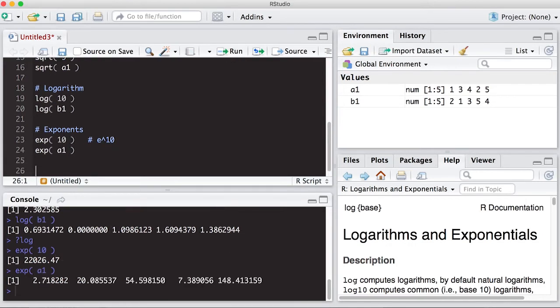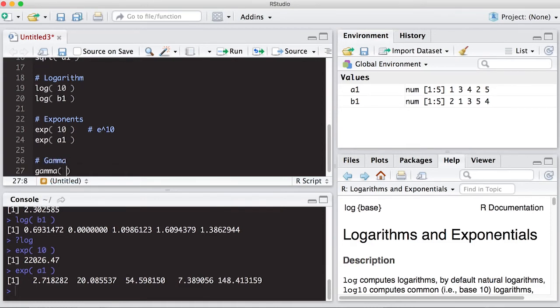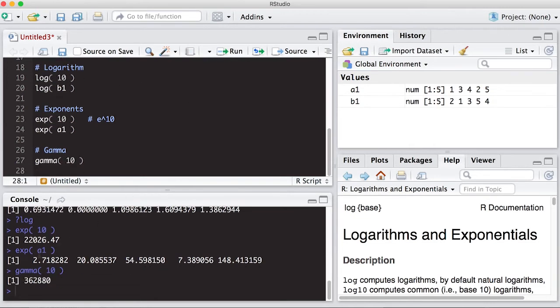You can see the values down here. Okay, so we have other functions that are built in here. There's a gamma function. If you know what a gamma function is, you just type in gamma and put in the value, so gamma of 10. And you can see the gamma of 10 is equal to this value.